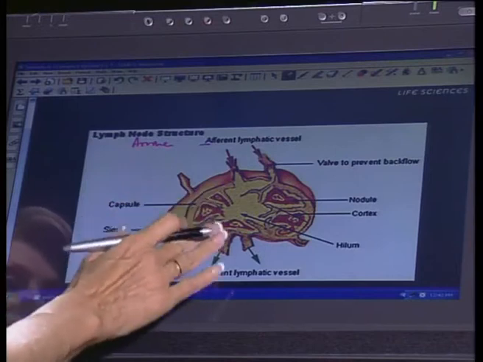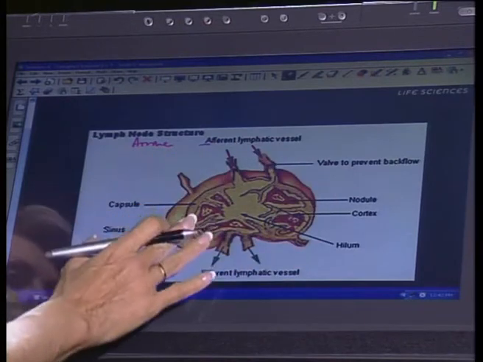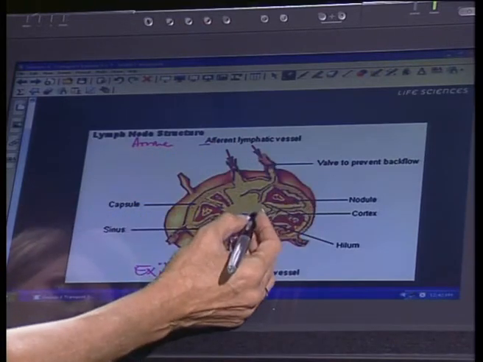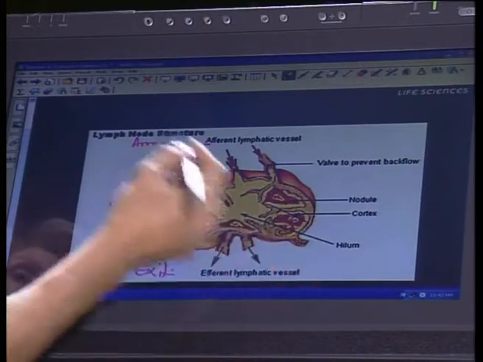You've got your sinuses or little cavities, that's the whole capsule. And in there you have little nodules. And in the nodules, that's where the whole filtering process takes place. And your lymphocytes are going to be doing their thing, because lymph and lymphocytes are your real soldiers.